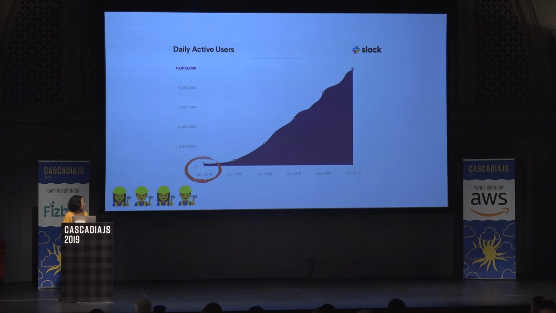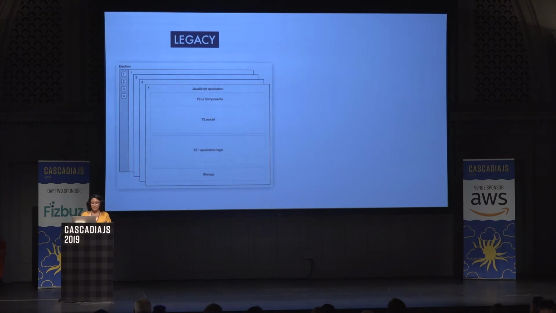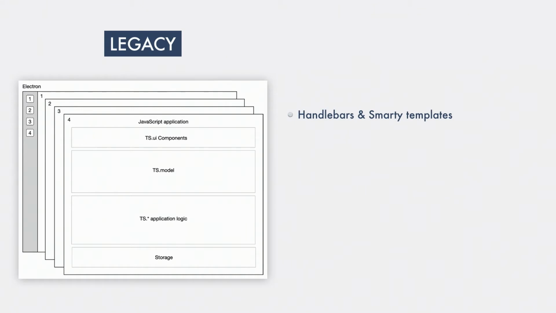So this is 2014, so we were adopting technologies that were widely used at the time. So let's go into sort of the architecture and our tool set. So we use handlebars and Smarty templates for our UI. We use jQuery to manually update the DOM according to changes in the data model. I don't know if any of you remember jQuery.